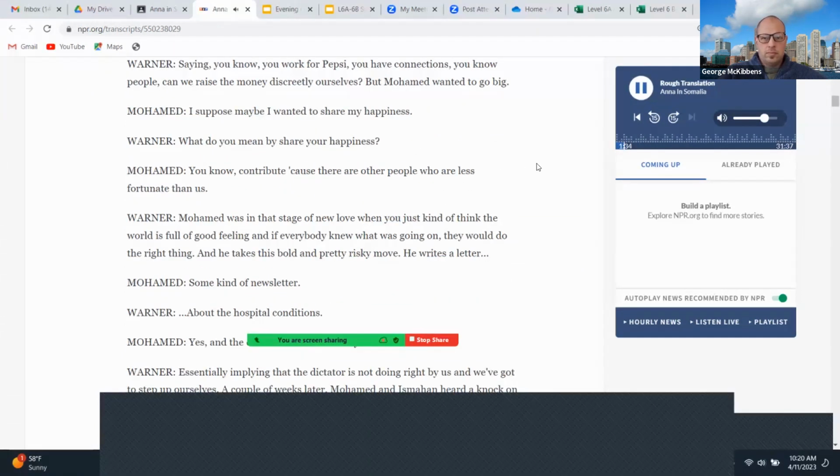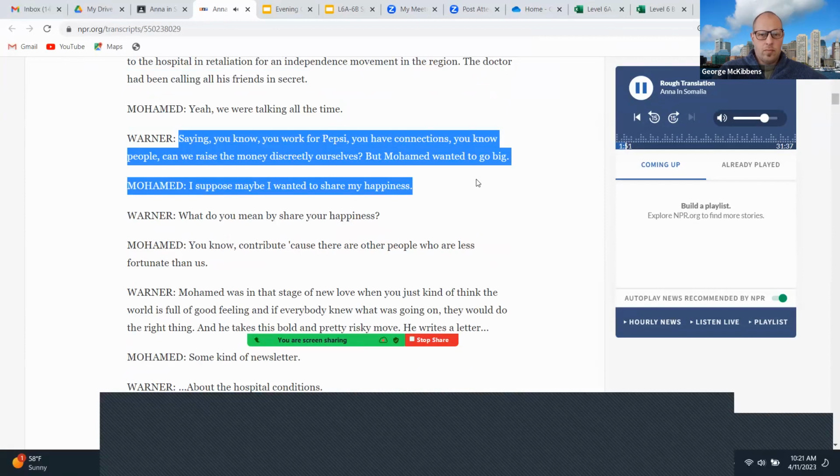music-loving dictator, his name was Siad Barre, he'd cut off supplies to the hospital in retaliation for an independence movement in the region. The doctor had been calling all his friends in secret. Yeah, we were talking all the time. Saying, you work for Pepsi, you have connections, you know people, can we raise the money discreetly ourselves? But Mohammed wanted to go big.